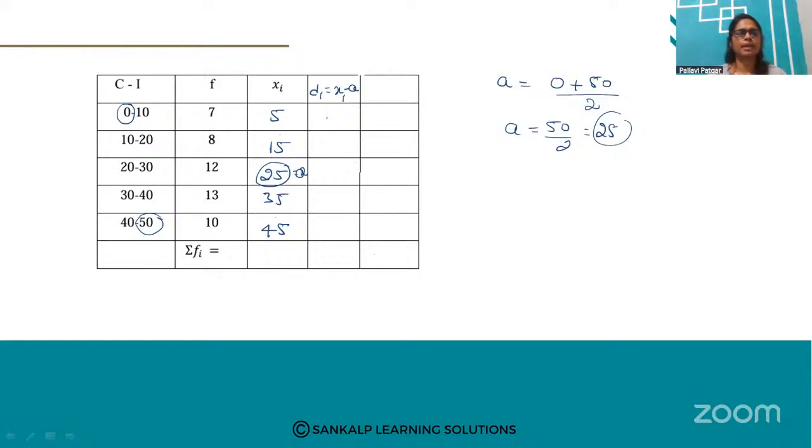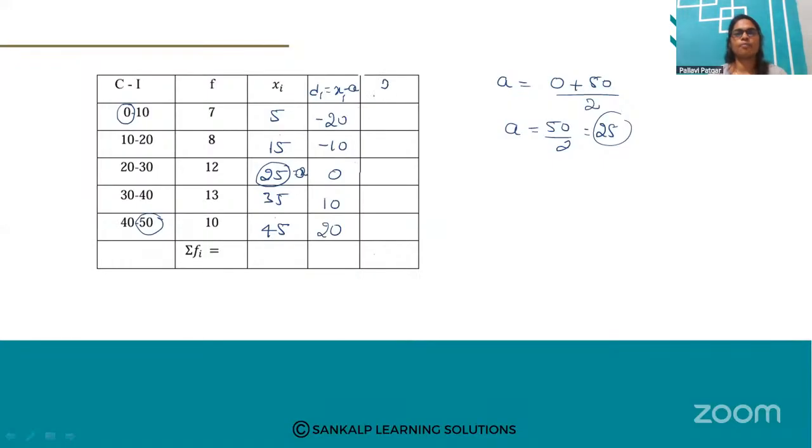So 5 minus 25 is minus 20. 15 minus 25 is minus 10. 25 minus 25 is 0. 35 minus 25 is 10. 45 minus 25 is 20.